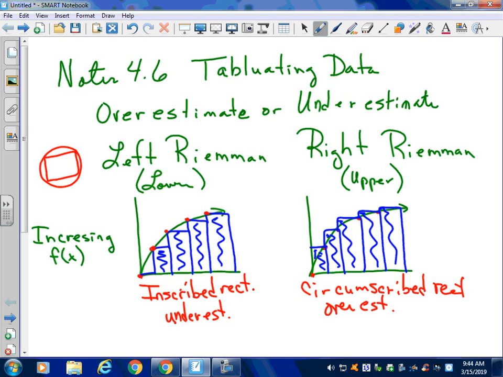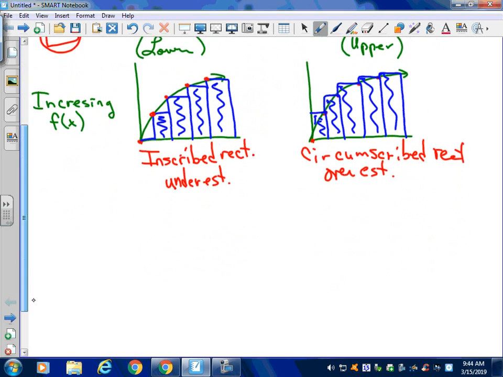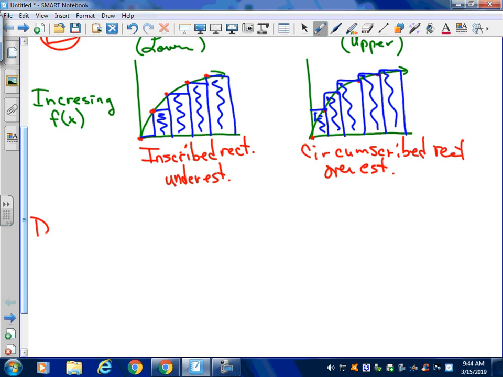Now, let's look at a decreasing function and see how that relates. And we'll see if I can pull that to the top so we can do decreasing right here and be able to look at both.